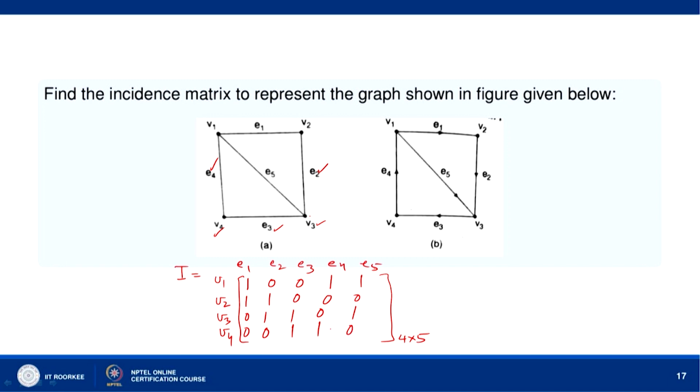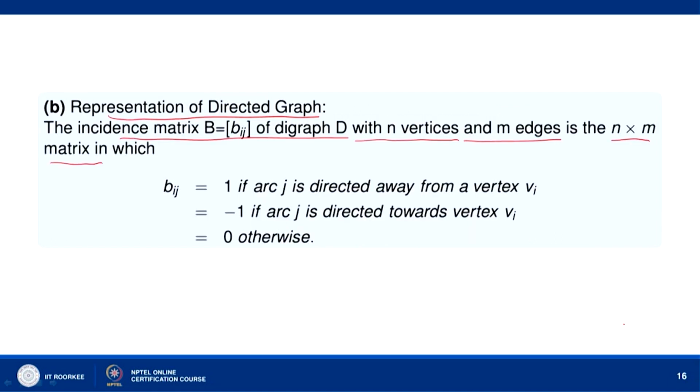So, this is the incidence matrix for this undirected graph, and in the case of this directed graph we have I equal to, okay. How many vertices are there? 1, 2, 3, 4. So, B1, B2, B3, B4, and the edges are E1, E2, E3, E4 and E5. So, again a 4 by 5 matrix we will have.